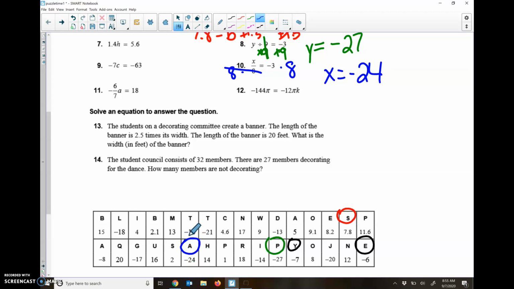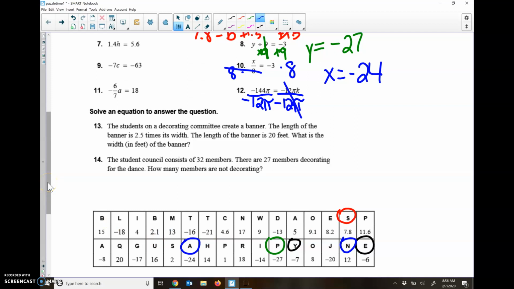And then here, kind of the same thing. I need to get k by itself. And there's a pi there, but I'm still dividing by everything to get k by itself. So I'm dividing by negative 12 pi on each side. Pi and pi cancel out. And then negative 144 divided by negative 12 is a positive 12. So 2 negatives are going to cancel out and end up being positive.